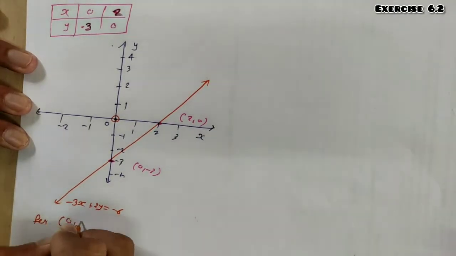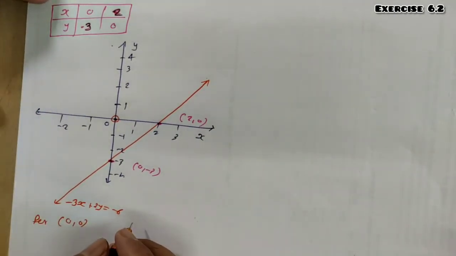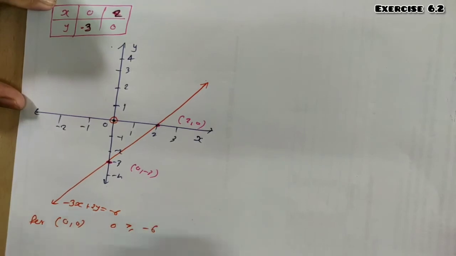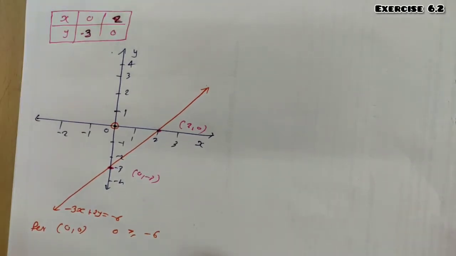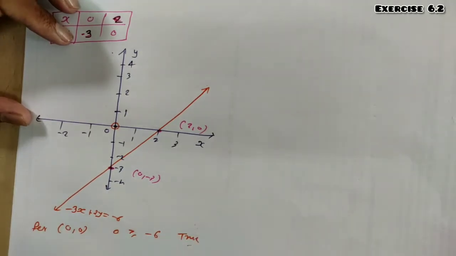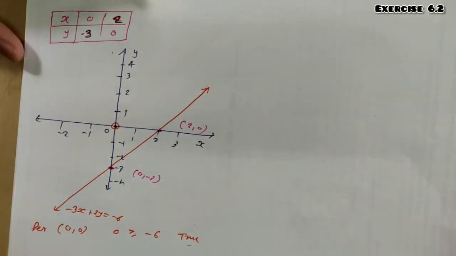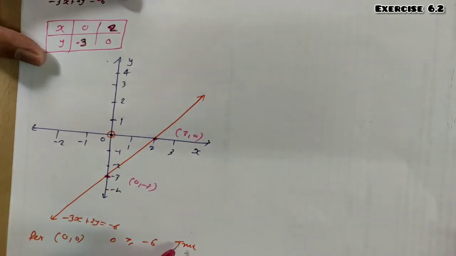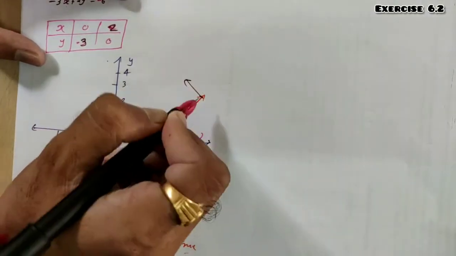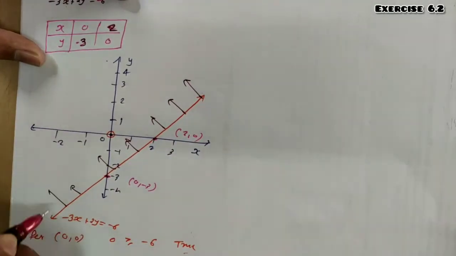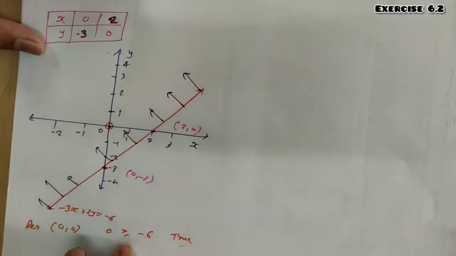So for the origin 0, 0, now putting in the inequality, minus 3 into 0 plus 2 into 0. So 0 greater than or equal to minus 6. True or false? True. 0 is greater than minus 6. So we have to consider this half plane towards the origin, right? If this inequality is true, then towards the origin will be our solution. So the half plane towards the origin is the solution of this linear inequality.